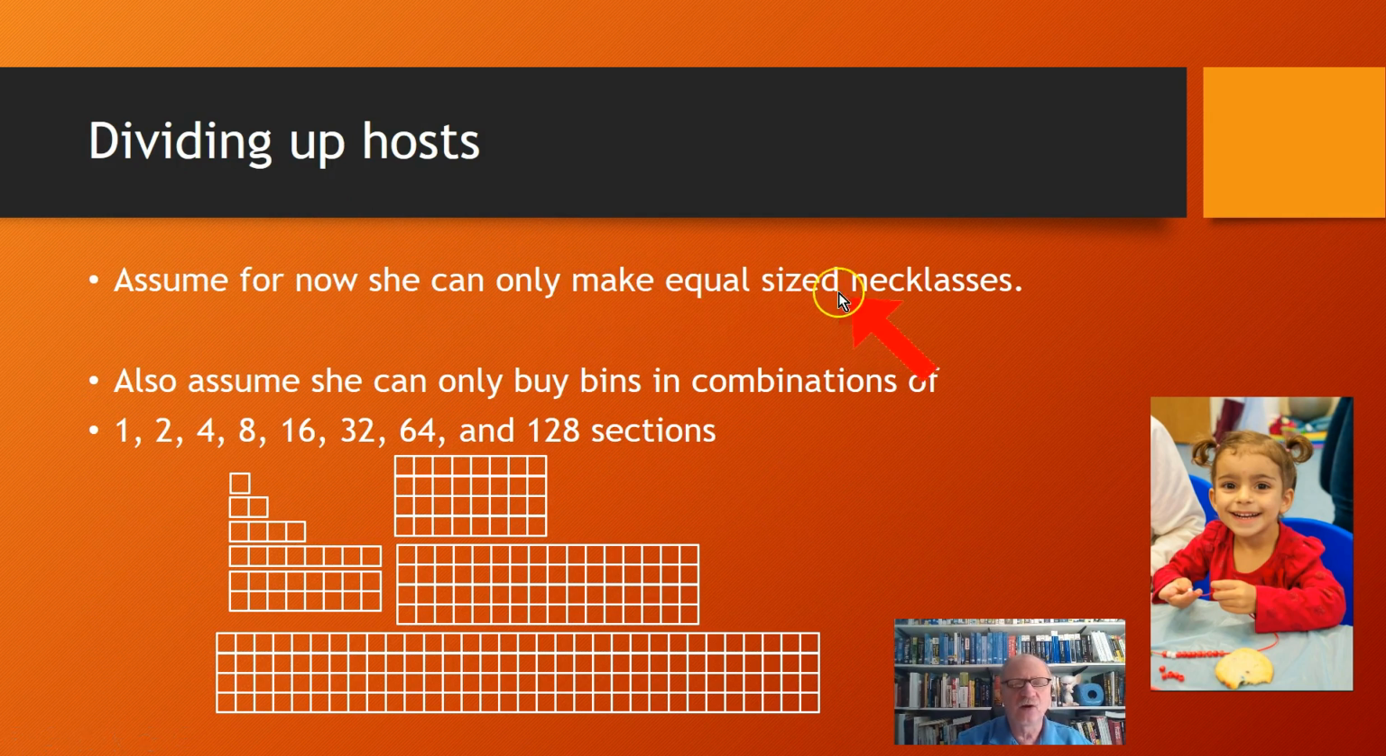Assume also that she can only make equal-sized necklaces for now. And assume that she can only buy bins in these combinations: one bin for all 256 beads, two bins for 128s, four bins, eight bins, 16 bins, and so forth. She can't buy one with five bins. They just don't make it. So she can't buy one like that. She can only buy bins like this. And she must always divide her necklaces so that there's an equal amount in each bin. Those are the only options she has at this point.